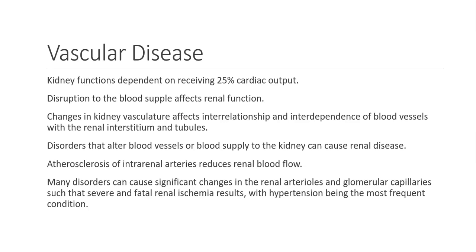Disorders that alter blood vessels or blood supply to the kidneys can then cause renal disease. Atherosclerosis of intrarenal arteries will reduce renal blood flow. Atherosclerosis will cause plaques to build up on the side of the vessels, which will then make the vessels more narrow, more narrow, more narrow, so it reduces the amount of blood. Many disorders can cause significant changes in the renal arterioles and the glomerular capillaries, such that severe and fatal renal ischemia, which will result in the death of the tissue, will result. And hypertension is the most frequent condition.